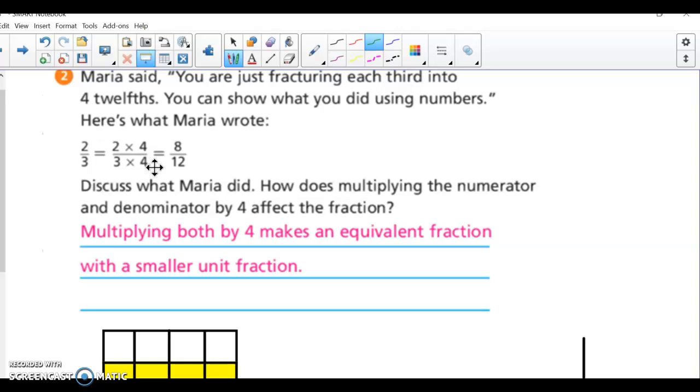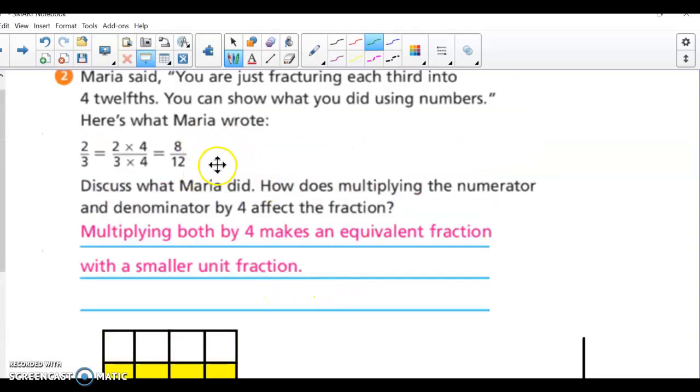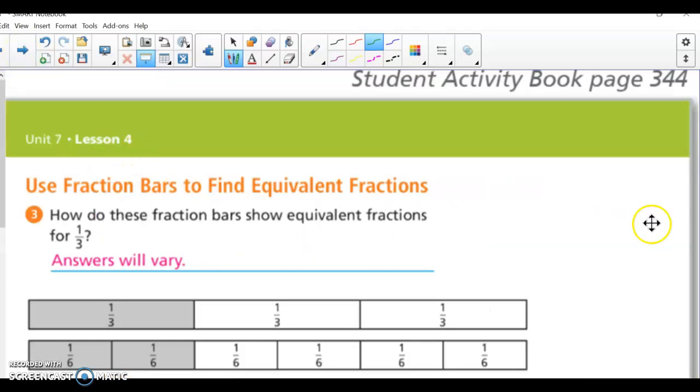Anytime you multiply anything times 1, it stays the same. This changed the size of the pieces, but it didn't change the value at all. 2/3 is the same as 8/12 because I multiplied the top and the bottom both by 4. As long as you do the same to the top and bottom, you're going to have equivalent fractions. That's the big key to today.